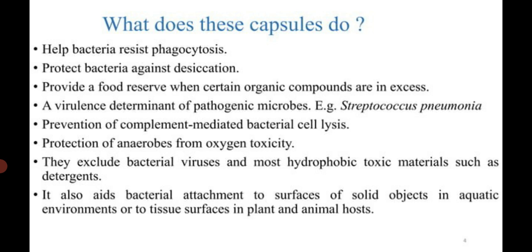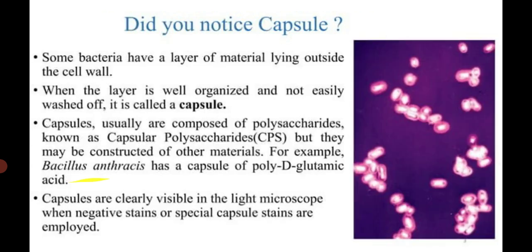The capsule gives protection to anaerobic organisms from oxygen toxicity. Oxygen is toxic for an anaerobic organism, and some anaerobic organisms produce a capsule so that they get protected from oxygen toxicity. They exclude bacterial viruses and most hydrophobic toxic materials such as detergent.